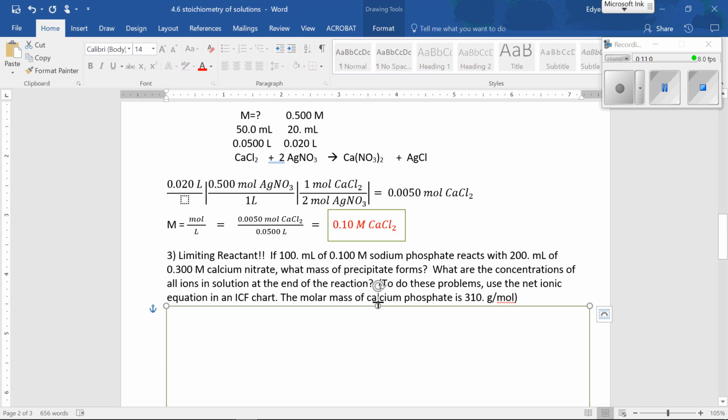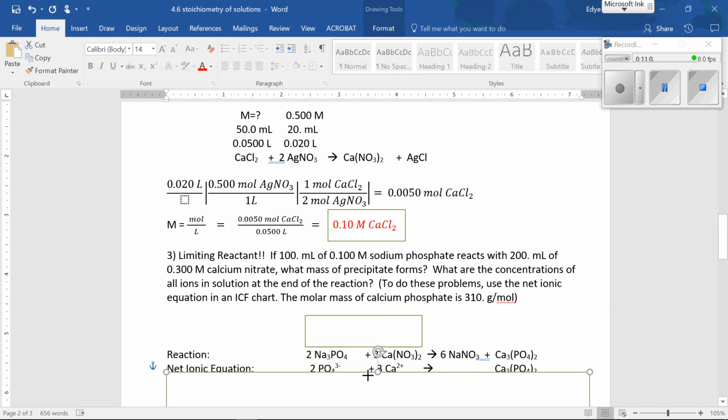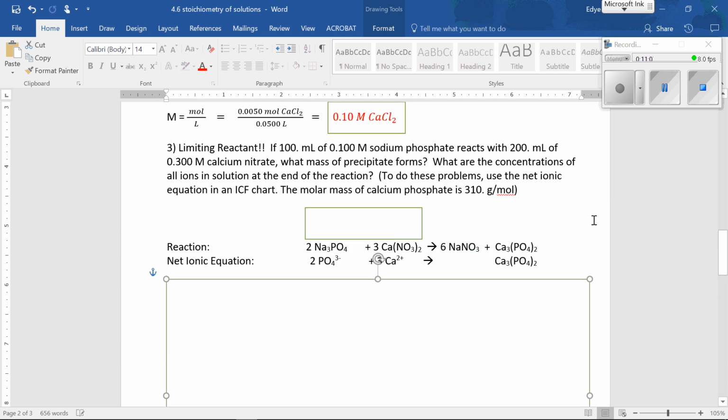So I have already written down the reaction and the net ionic equation for you, so you don't need to take the time to write down the whole reaction. You're going to need to put the information about each chemical directly above the chemicals. So this 100 mLs and 0.1 molar sodium phosphate will go above the sodium phosphate. The 200 mLs and the 0.3 molar calcium nitrate will go above the calcium nitrate.